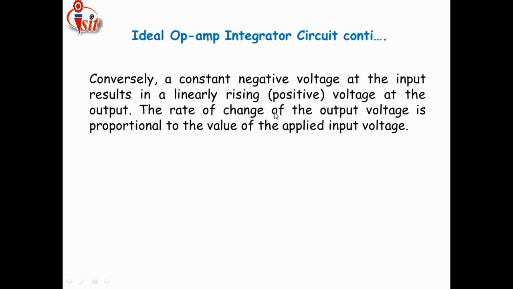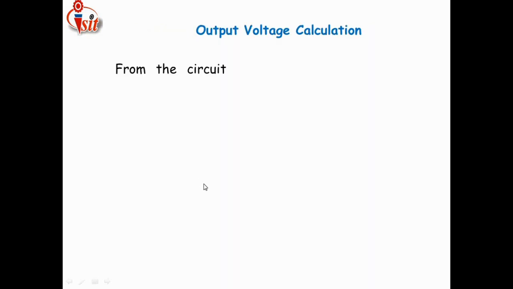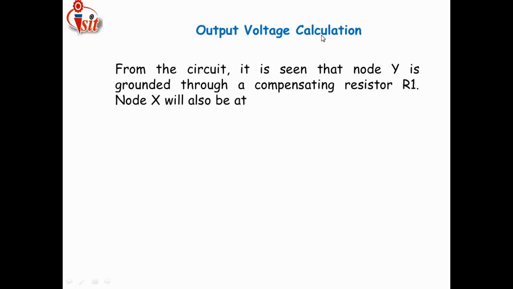The rate of change of output voltage is proportional to the value of the applied input voltage. That means the rate of change of output is totally dependent upon the input. The output varies in proportion to the input depending upon time. That means integration takes place totally dependent upon the time factor. Along with this, let us see the output voltage calculation, how the output voltage is produced by the integrator circuit.